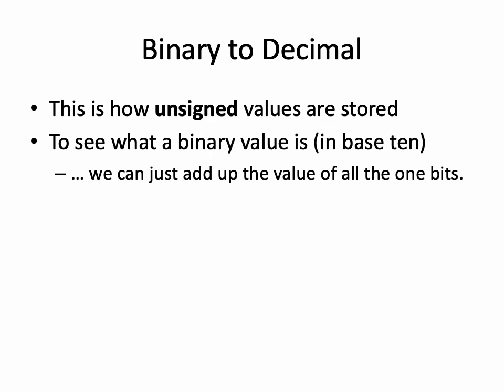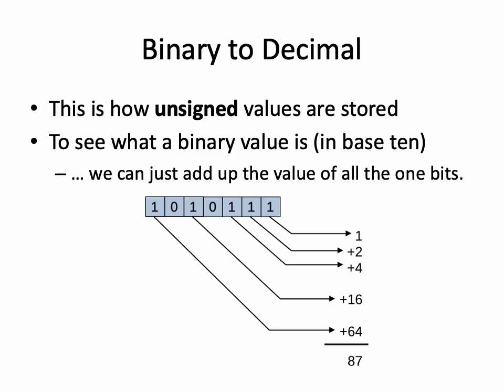To see what a binary number is in base 10, you just add up all the values of all the 1 bits. Where I had that 1 times 2 to the 0, and then 1 times 2 to the 1, and then 1 times 2 squared, I just add all of those up. And if you do that, going again from right to left, I'm going to have 1 plus 2 plus 4 plus 16 plus 64.